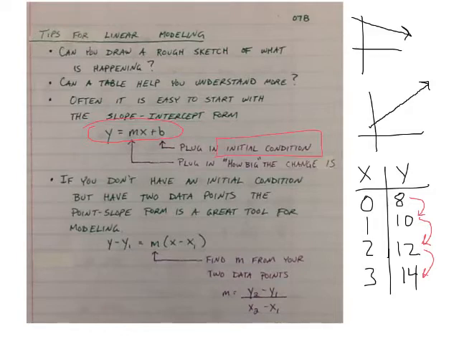However, if you don't have an initial condition but have 2 data points, the point-slope form is a great tool for modeling. And we learned a lot about the point-slope form in class the other day. So what we can do is use this model, and it's great if we have 2 data points, and the next example shows exactly that.